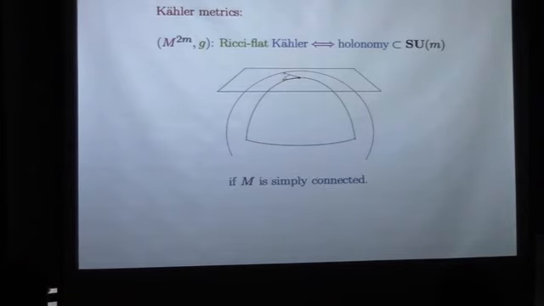But in fact, this is an if and only if statement as long as you assume the manifold is simply connected. There's a subtlety in the non-simply connected case. It has to do with the fact that on a non-simply connected manifold, a flat line bundle would still be non-trivial and have parallel transport with monodromy in it. But if we assume that we're on a simply connected manifold, having holonomy in the special unitary group is exactly the same as your metric being Ricci flat and Kähler.